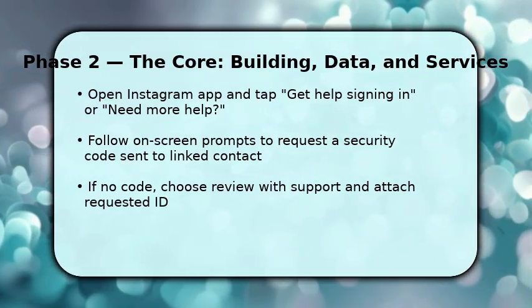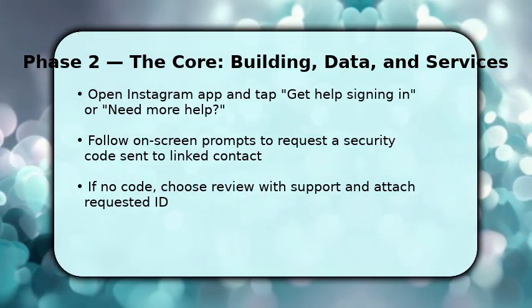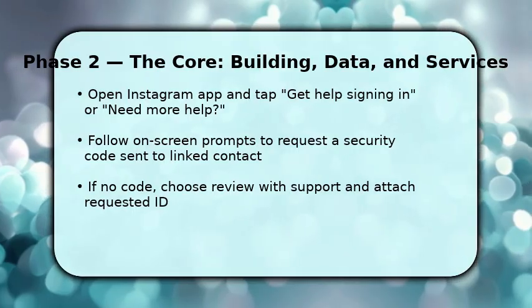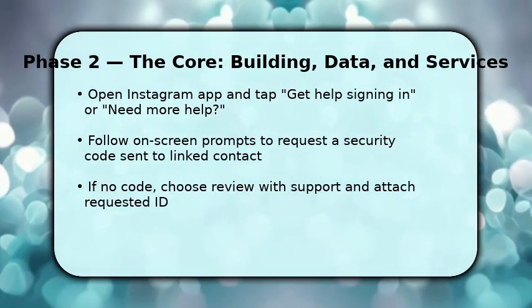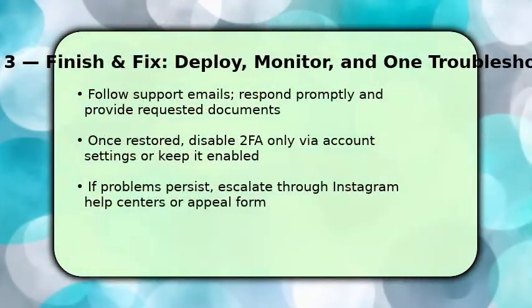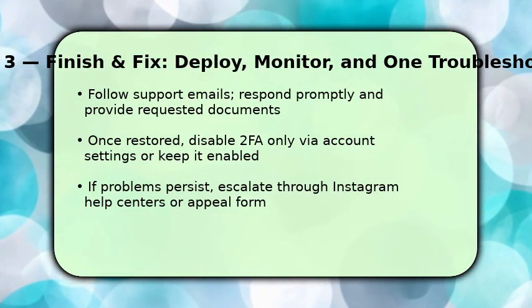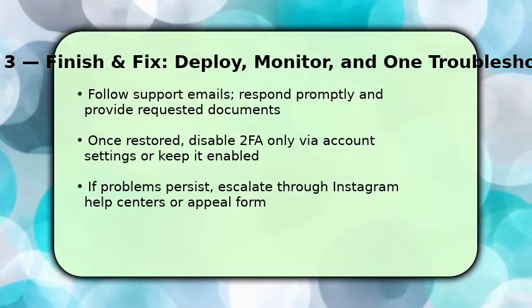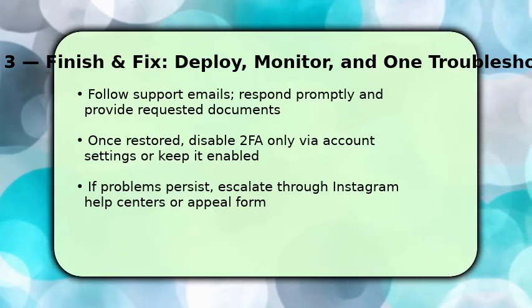If you don't get a code, select the option to request account review. Upload the ID and any requested photos. This gives Instagram evidence to verify ownership. Finish the process by following support emails closely and replying with any documents they request. Timely responses speed verification. Once Instagram restores access, decide whether to disable two-factor authentication through settings.